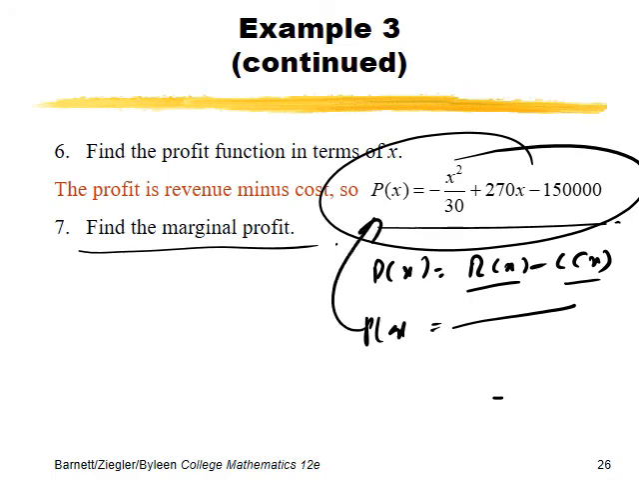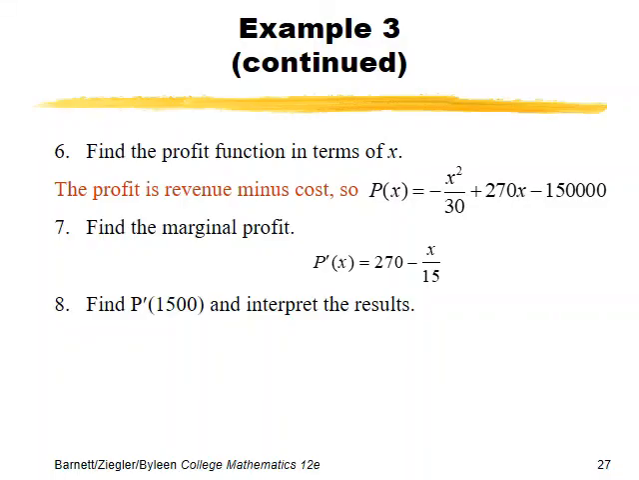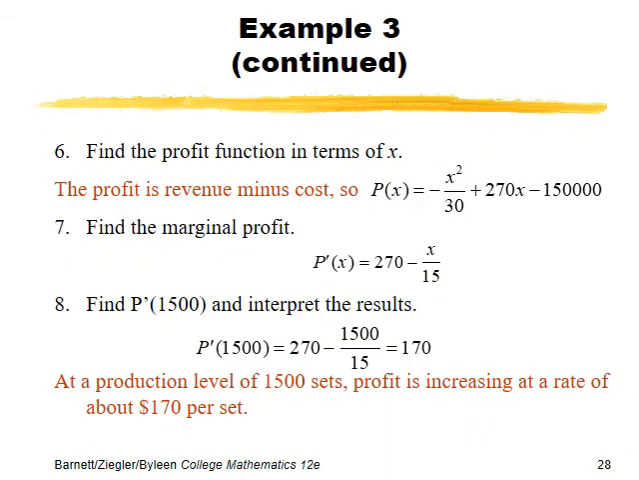And in case of finding the marginal profit, you simply take its derivative and you can get the marginal profit. So marginal profit will be this, and you can substitute 1500 and you can get the additional profit of producing the 1501st item. So your profit will increase by 170 if you produce more than 1500 items.